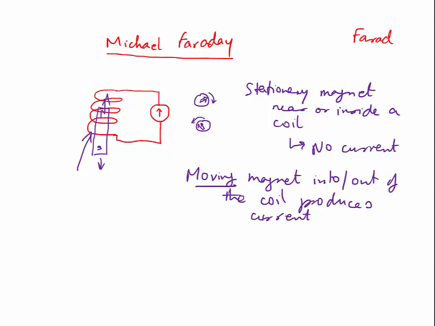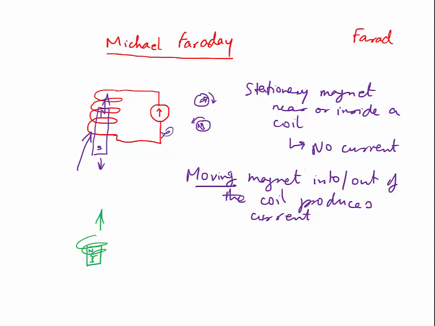So instead of the ammeter, if you had a bulb in the circuit, the bulb would glow based on moving the magnet into or out of the coil. And as Faraday was continuing to do his experiments, if he left the magnet alone, left it stationary, and had a coil and moved the coil in or out of the magnet, the same thing happened.